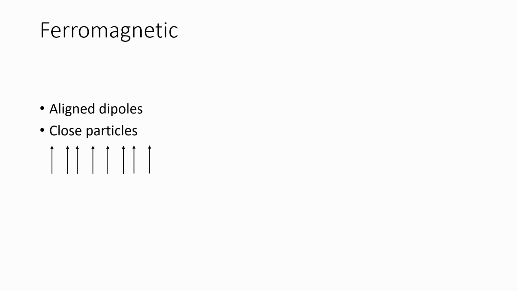I'll quickly summarise ferromagnetic compounds. These compounds have aligned dipoles and are closely packed together. As can be seen by the arrows in the diagram, as demonstrated by the arrowheads, they're all pointed the same way to show the dipoles are aligned. Also, a lot more of these fit into the same space than there was for paramagnetic.